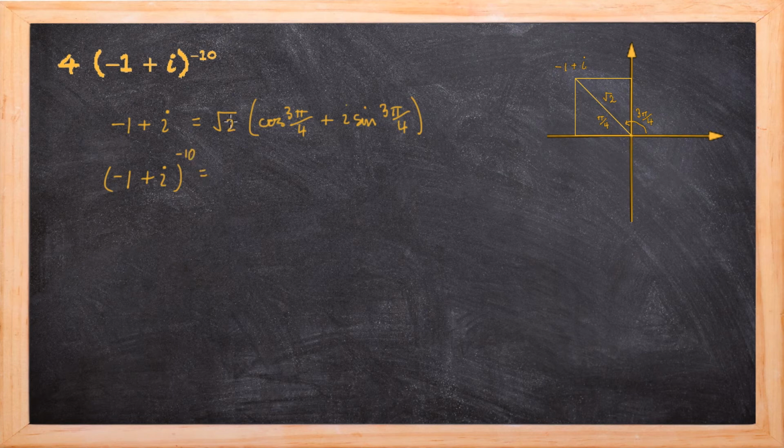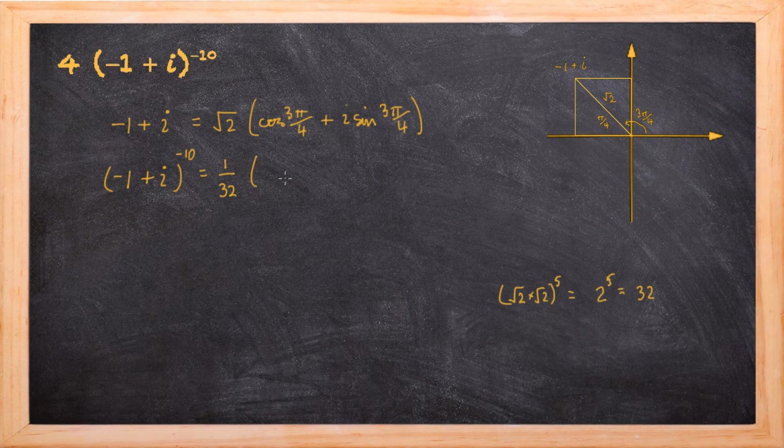Now, root 2 to the 10, well, let's figure that out. Root 2 times root 2, a couple of these give you 2. That means there's 5 lots of that, 5 pairs making up the 10. So it's 2 to the power 5, and that's 32. And the negative means it's 1 over 32.